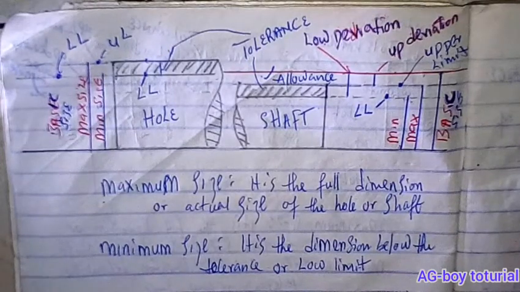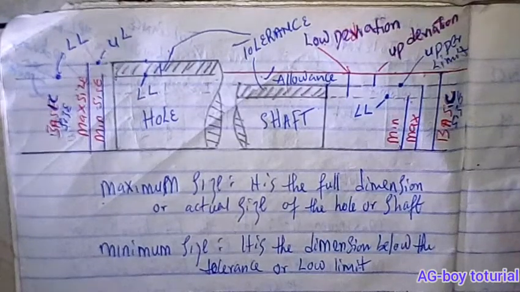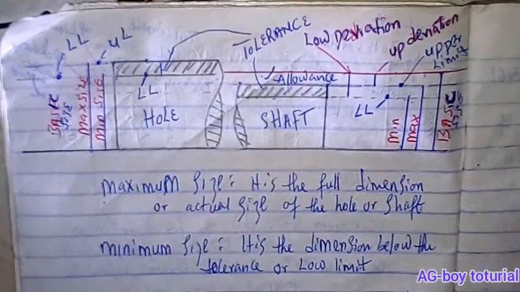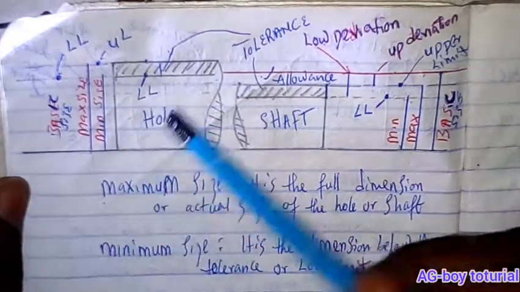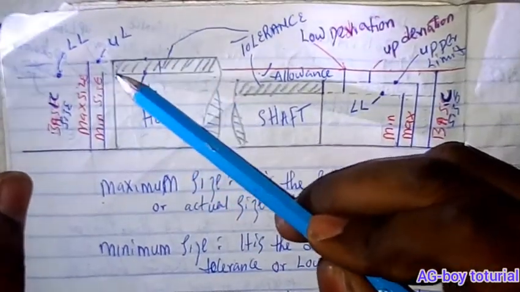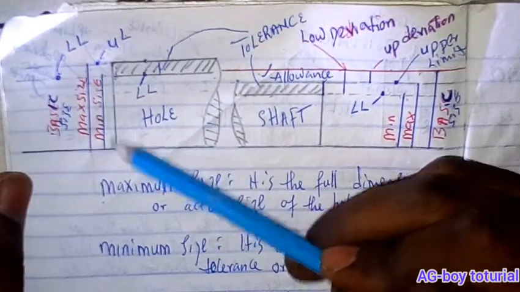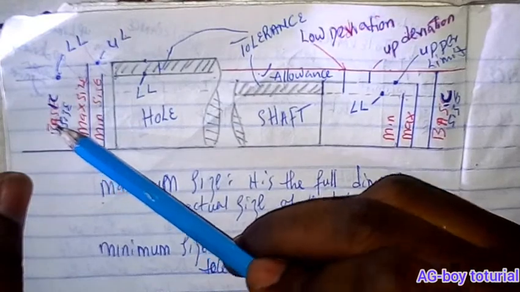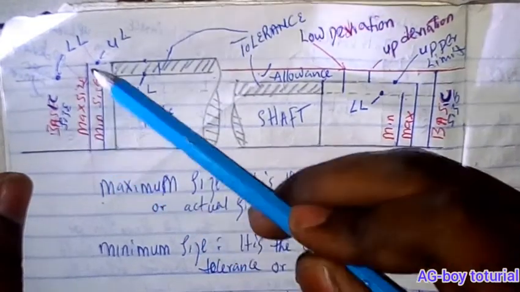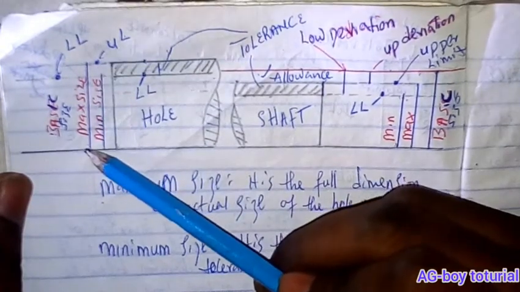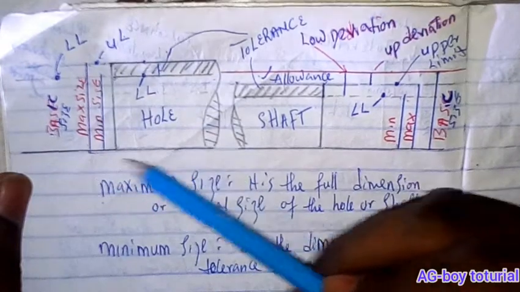First of all, I'm going to explain more about this diagram. This is a diagram of a hole and a shaft. This is the basic size for the hole. The basic size is from this point to this point. And we have the maximum size. The maximum size is from the tolerance to this point here. That is the maximum size.